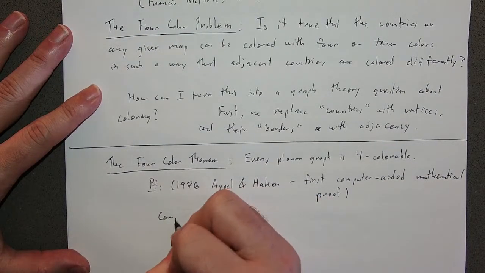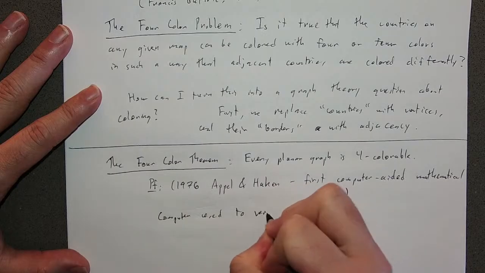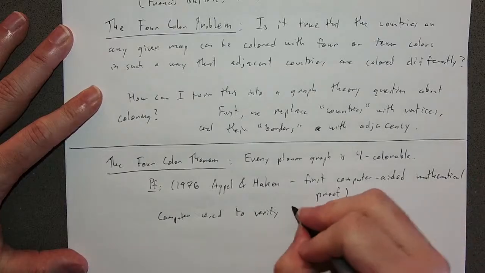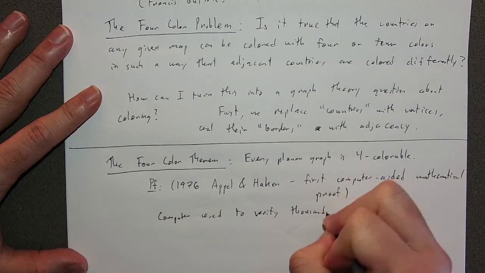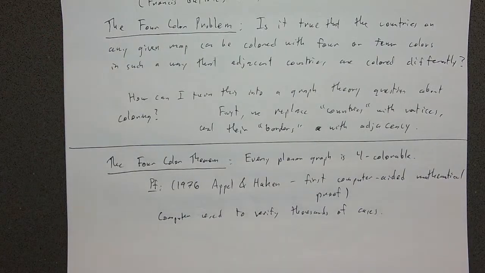a computer was used to check or to verify many, many thousands of subcases. So part of this was brute force in the sense that the problem was reduced to thousands of cases, which had to be checked by computer, couldn't be checked by hand. So this naturally was extremely uncomfortable to a lot of people for good reason, because the standard of mathematical proof is very, very high.